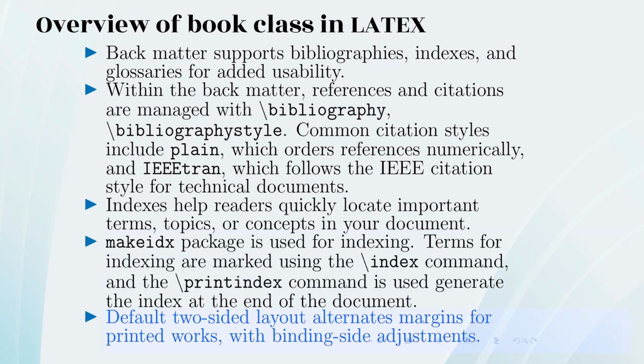By default, the book class uses two-sided layout, which alternates margins, making it suitable for printed works such as books. This layout ensures that the binding side of the document has a larger margin. Customization options allow you to adjust margins and binding offsets using the geometry package, and you can also design headers and footers using the fancyhdr package. The fancyhdr package allows for customization, including adding chapter or section names to headers for easier navigation.